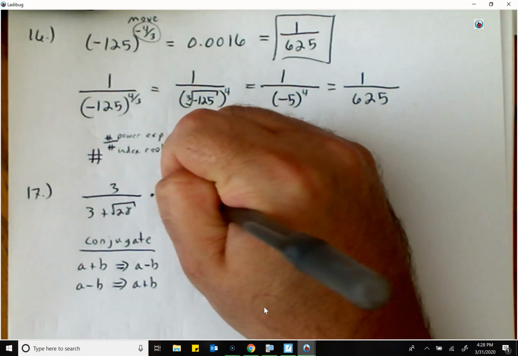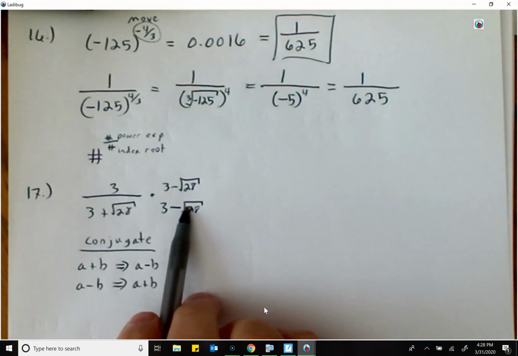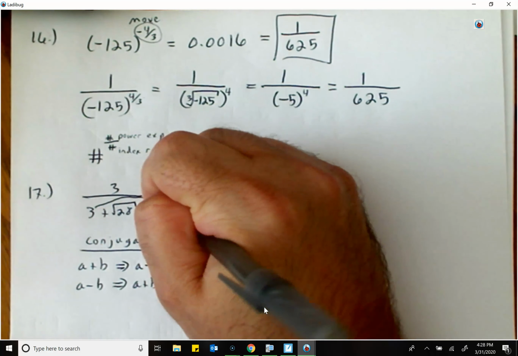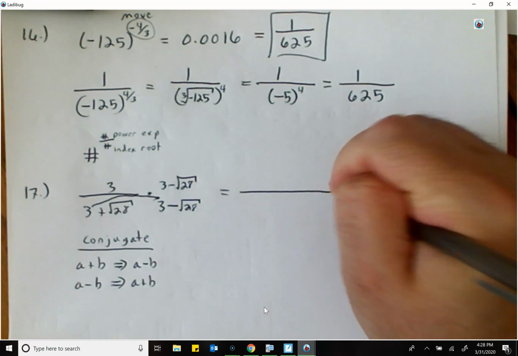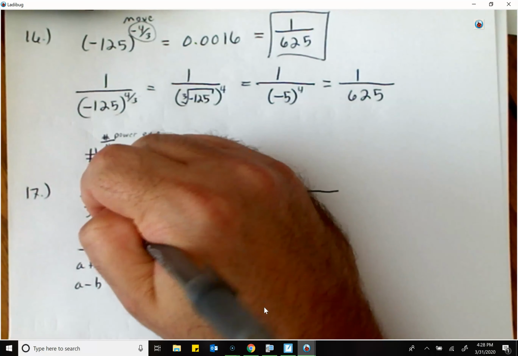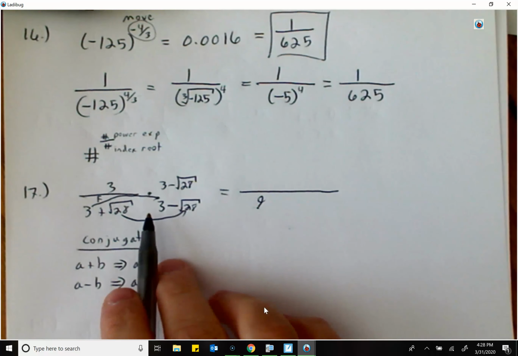And you multiply top and bottom. Cool thing is, because these are conjugates, the middle term will cancel out. So all we really need to do is multiply the first, which 3 times 3 is 9. And then multiply the last, because the middle piece of foiling this will actually cancel out.